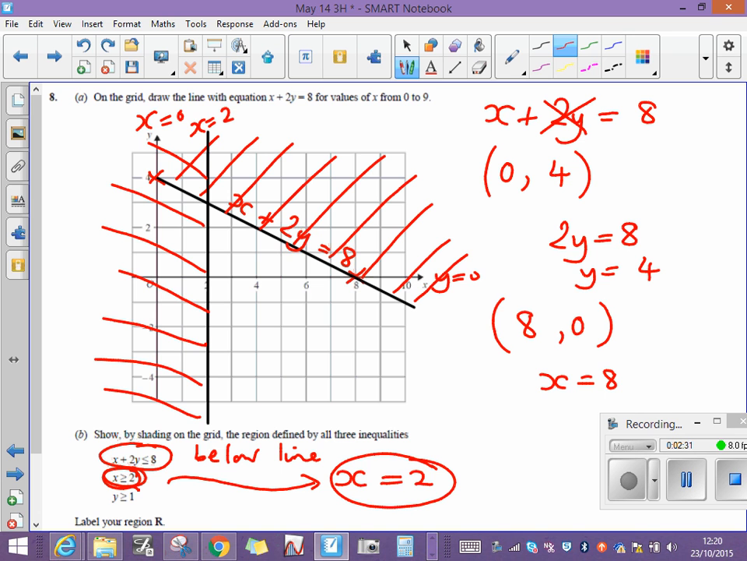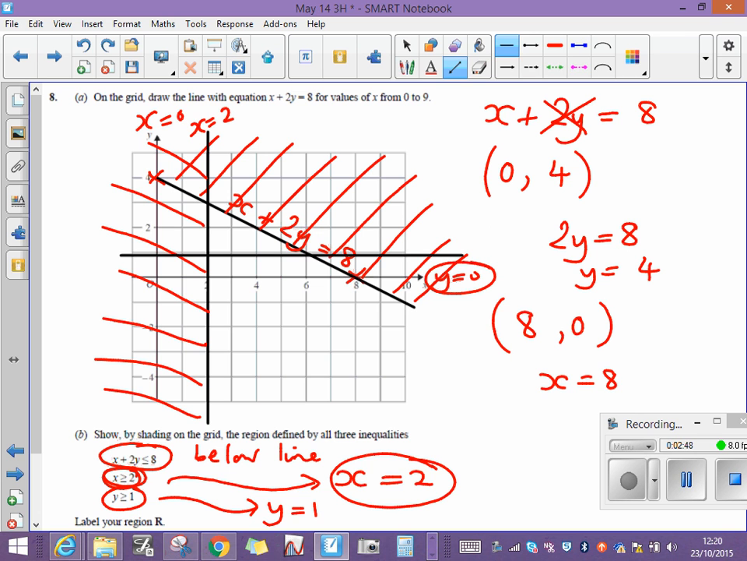Okay, so now y greater than or equal to 1. So I need to draw the line y equals 1. So remember, the x-axis is the line y equals 0. So the line y equals 1 is going to go horizontally through 1. So the line y equals 1 is here. So this is the line where y equals 1.